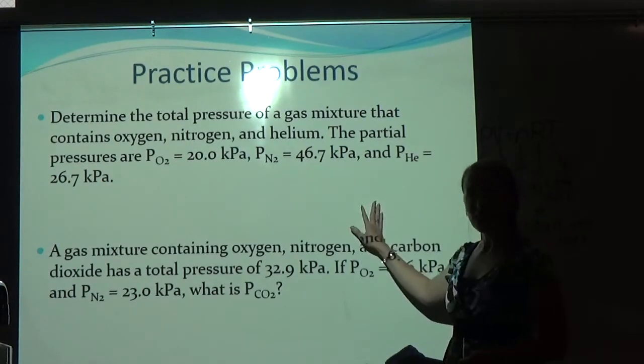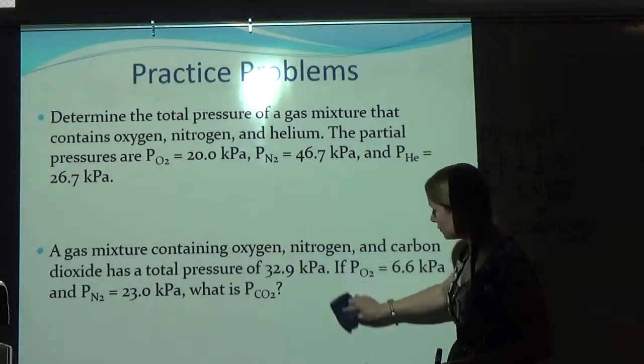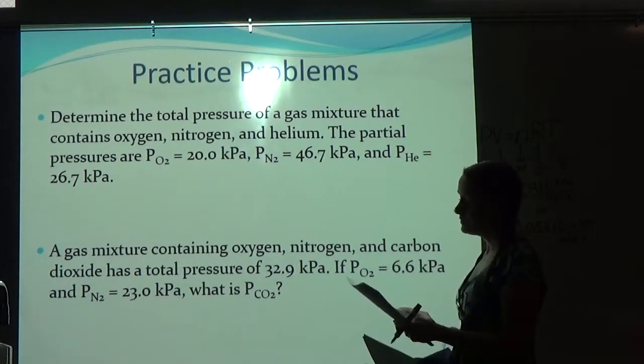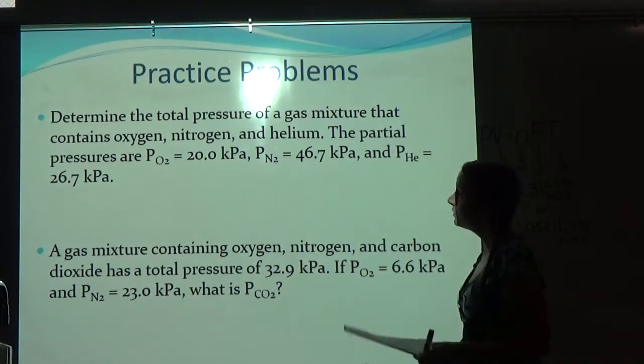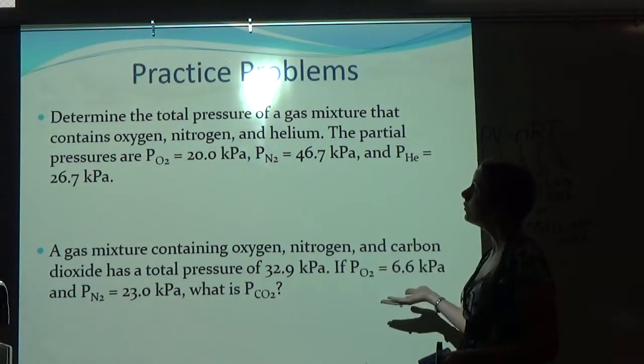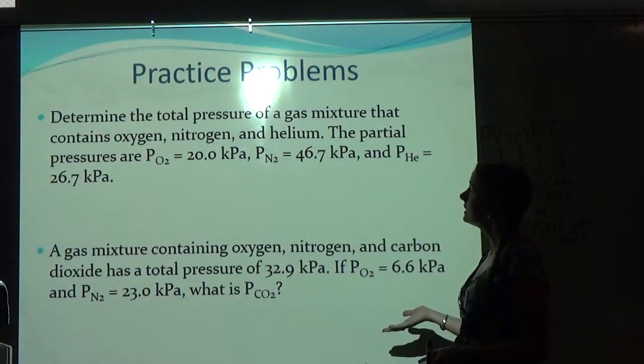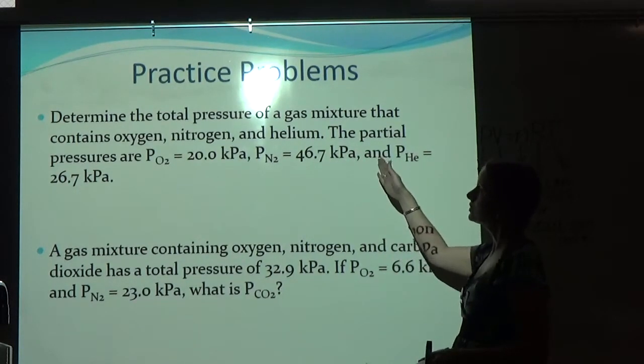Okay, so if you're feeling confident, which hopefully you should because these are super easy, go ahead and pause it and try the first one. I'll assume you've done that, and then we can look at it together. So it says, determine the total pressure of a mixture of gases that contains oxygen, nitrogen, and helium. The partial pressures are these.